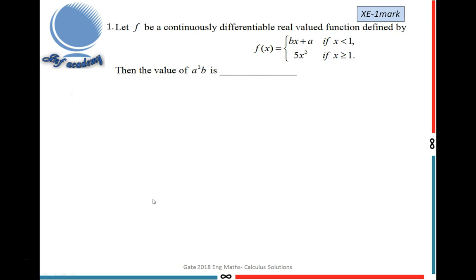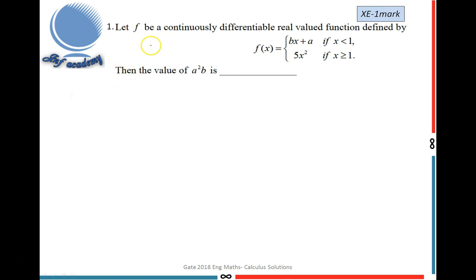Hello everyone, in this video let us discuss the solution of GATE 2018 engineering mathematics questions related to the concept of limit, continuity and differentiability. The necessary definitions and concepts for solving these problems are already explained in the concept video. I gave the concept video link in the description box. Keep watching if you need to.